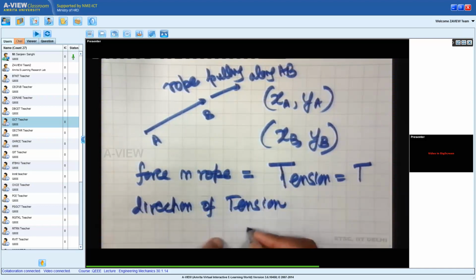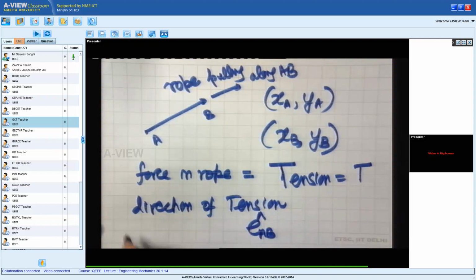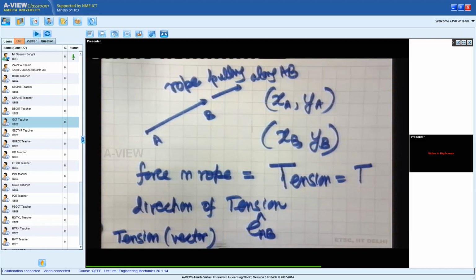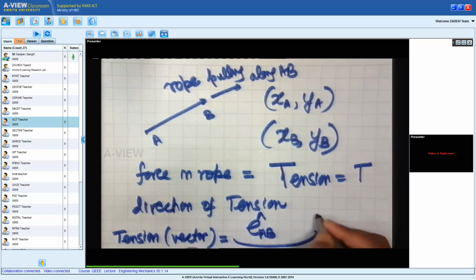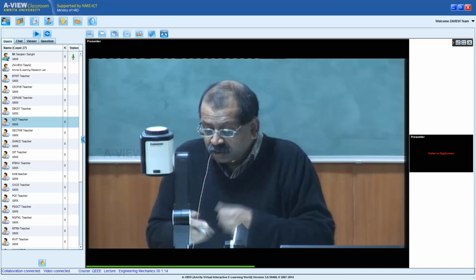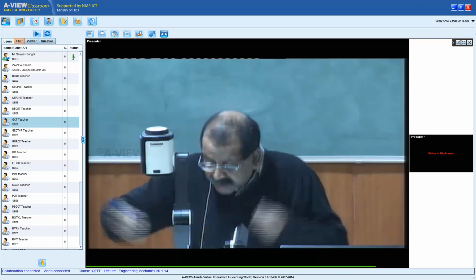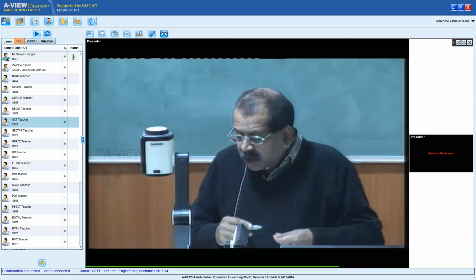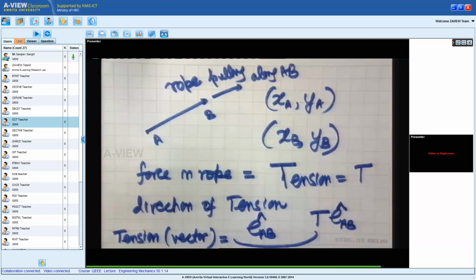The direction of the tension will be given by the unit vector along AB. And so, this tension, if we have to express it as a vector, would be equal to T times the unit vector AB, where T is the scalar force. And this is how you would use this in problems to solve for writing a force as a vector when you know two points along which it operates.